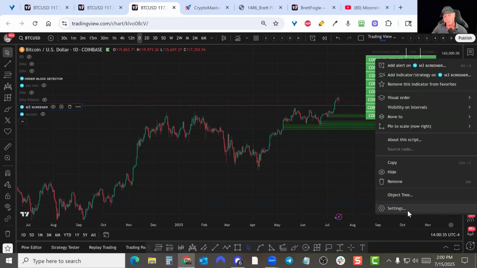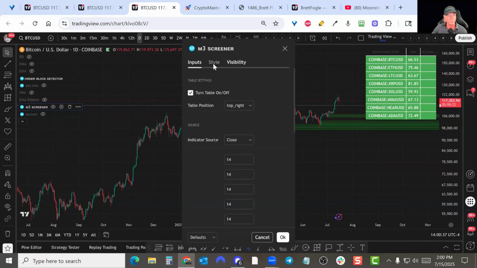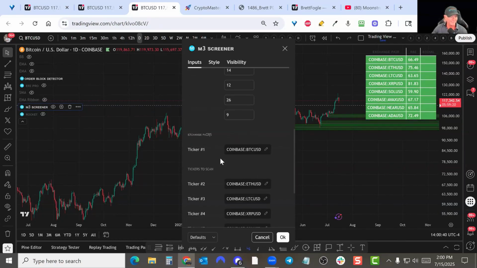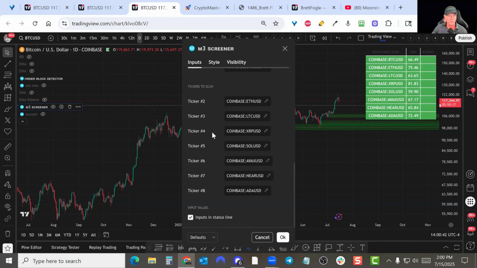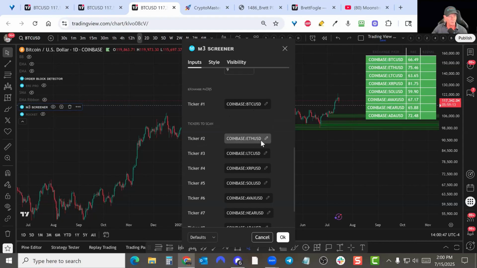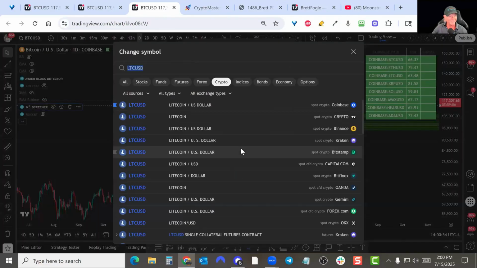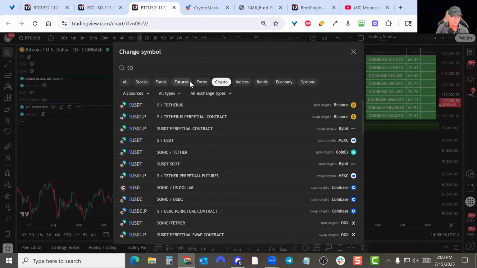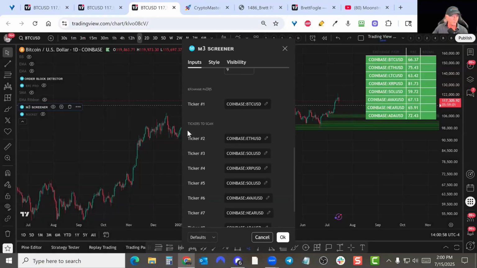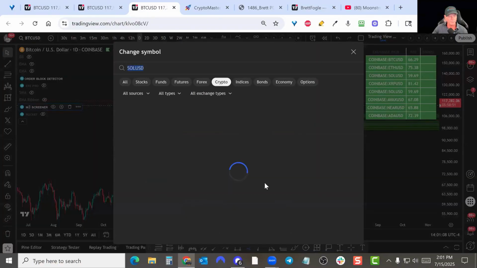And if you want to change which ones are in there, change them to your top 10, right click, go to inputs, and you can change them. So I have Bitcoin as number 1. That's ticker number 1. Ticker number 2 is ETH. Litecoin, I don't really want to follow Litecoin, but I can move Solana up and do Sol. Let's just do that, show you how that works on Coinbase. So that's 2 XRP. I mean, I guess Sol is in here twice. I want to look at Ondo here.